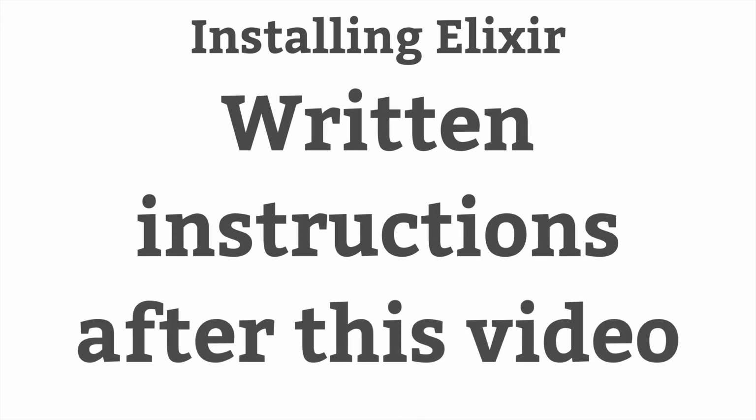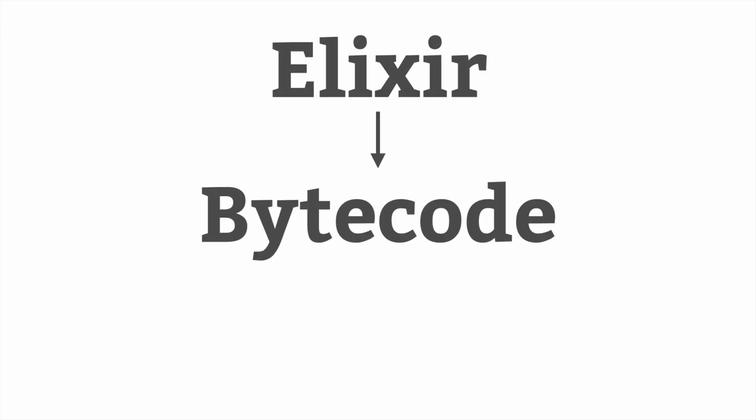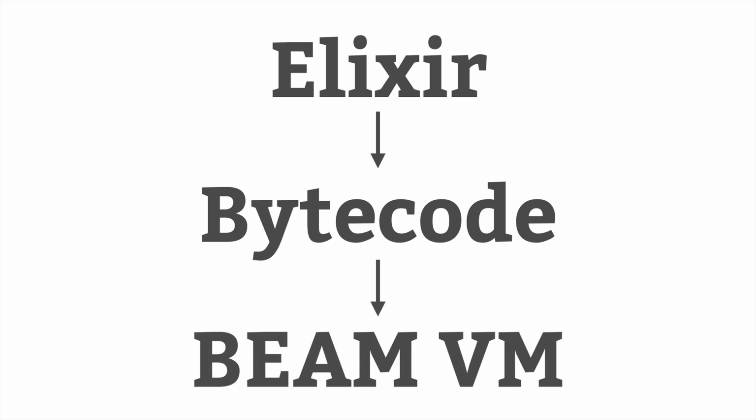Before I show you how to install Elixir, I want to briefly talk about what is actually getting installed. There is only one prerequisite for installing Elixir, which is that you need to have Erlang installed. Why do you need Erlang installed? You probably know the answer to this based on what I've already talked about. You need Erlang installed because Elixir is compiled to bytecode that runs on the Erlang virtual machine.